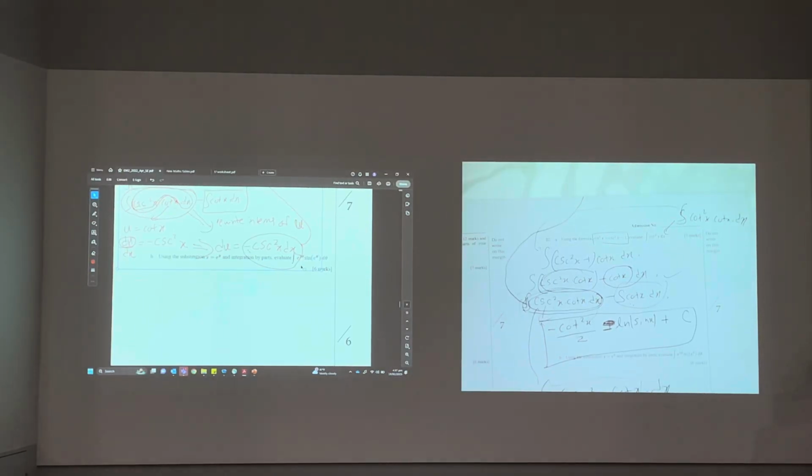By parts, it should have two different expressions. That means LIATE, right? It should have log, inverse, algebra, trigo, exponential. But these both are trigo. So you can't use by parts. So you only can use substitution.